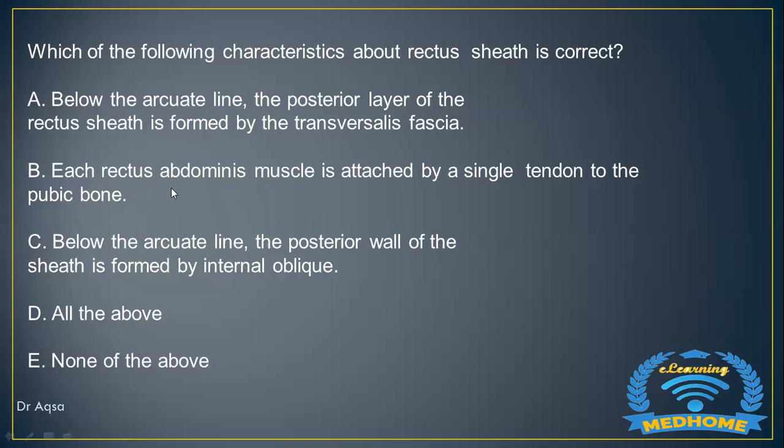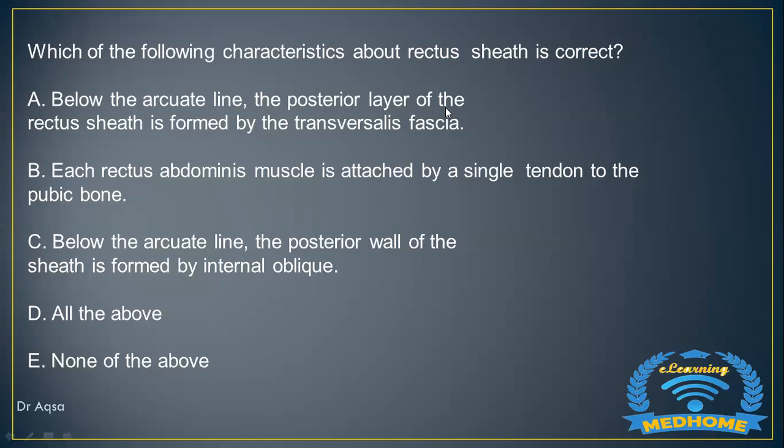Each rectus abdominis muscle is attached by a single tendon to the pubic bone. No, it is not attached to the pubic bone, first of all. It is attached to the pubic tubercle. Yes, exactly. And C? Below the arcuate line, the posterior wall of the sheath is not formed by internal oblique. It is formed by the fascia of three muscles. So the correct option is none of the above. Excellent.